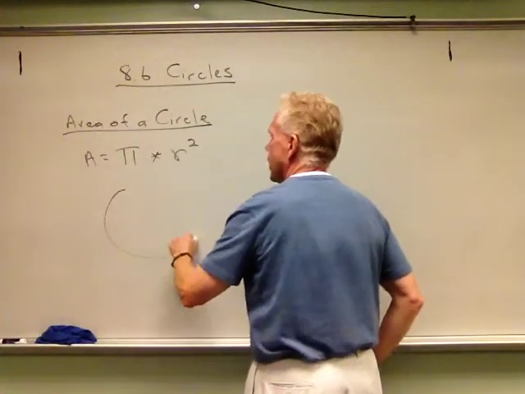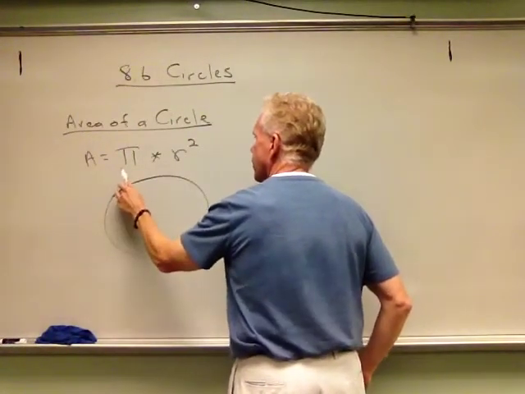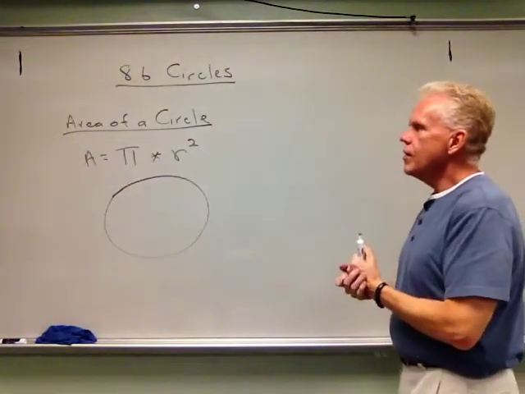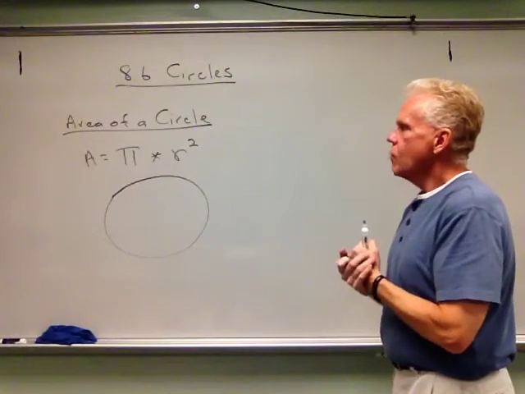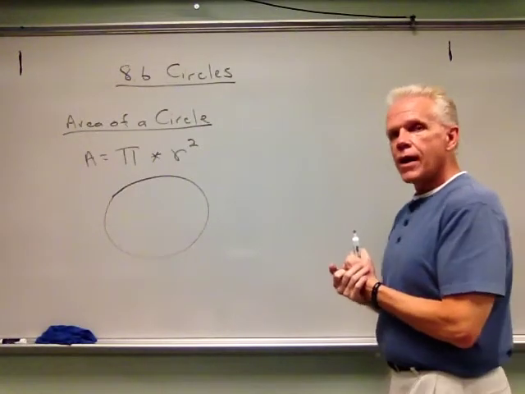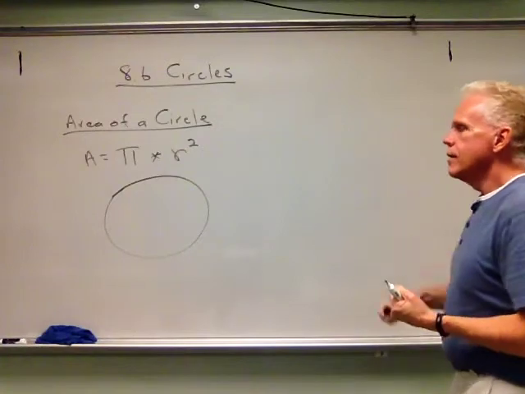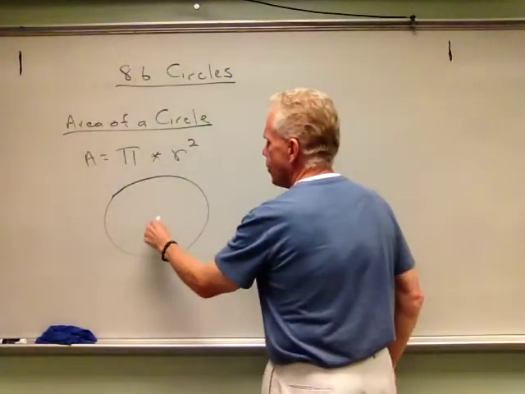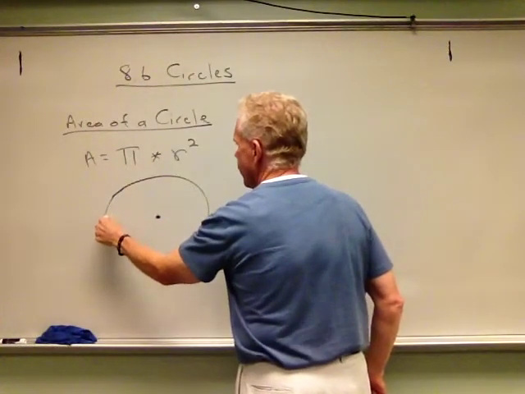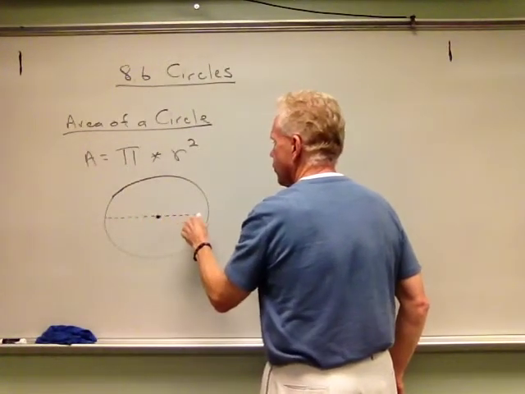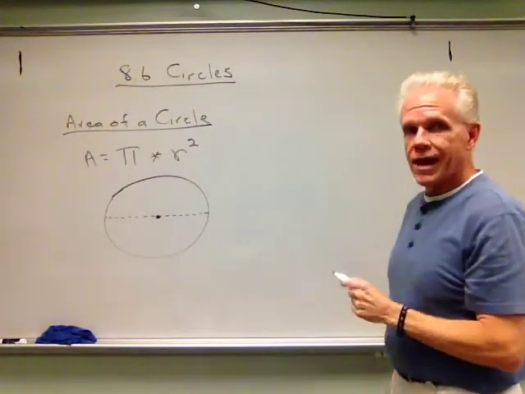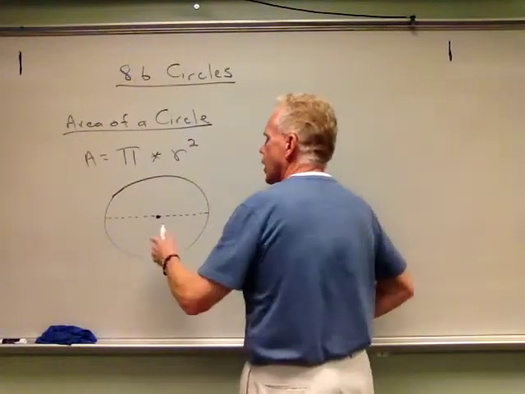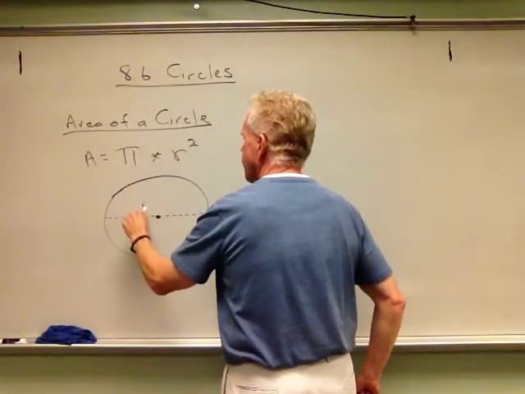All right. So this time we got a circle. We want to find this circle's area, and maybe I'll go ahead and find its circumference also. All right, so this circle has the distance all the way across, otherwise known as the diameter. It has a diameter of, let's say, 40.